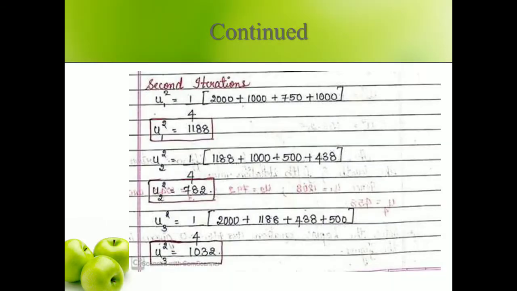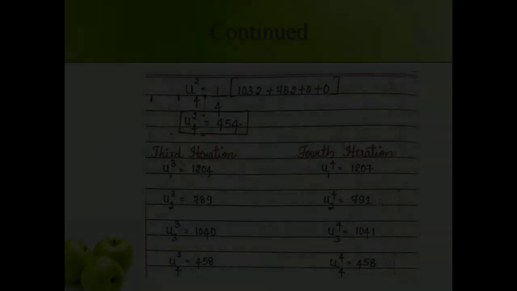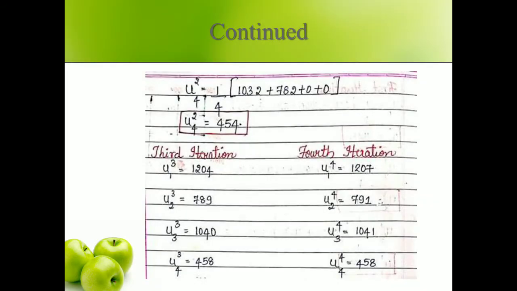Next, the second iteration continues the same. So the second iteration values you have got as u1 square is equal to 1188, u2 square is equal to 782, u3 square is equal to 1032, and u4 square is equal to 454. Similarly, you have to repeat the iterations till you get similar values. Using the second iteration values, you find the third iteration values: u1 cube is equal to 1204, u2 cube is 789, u3 cube is 1040, u4 cube is 458.